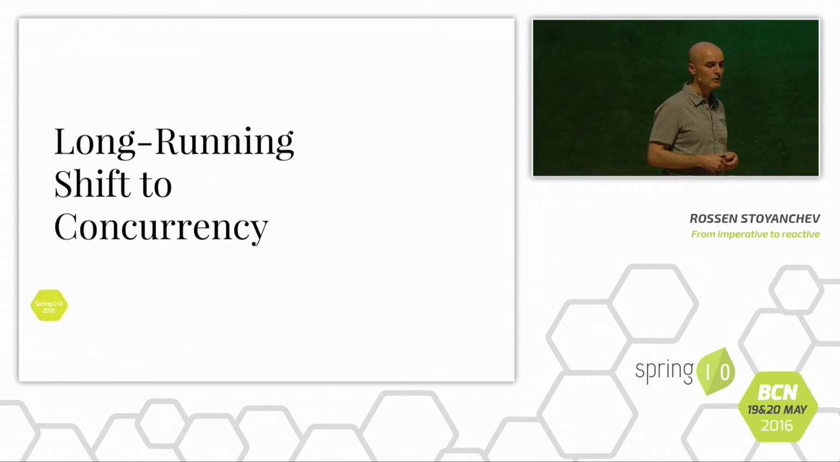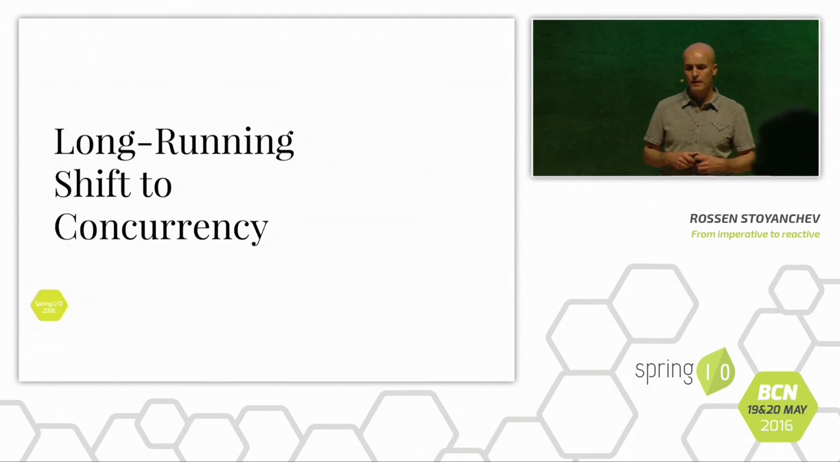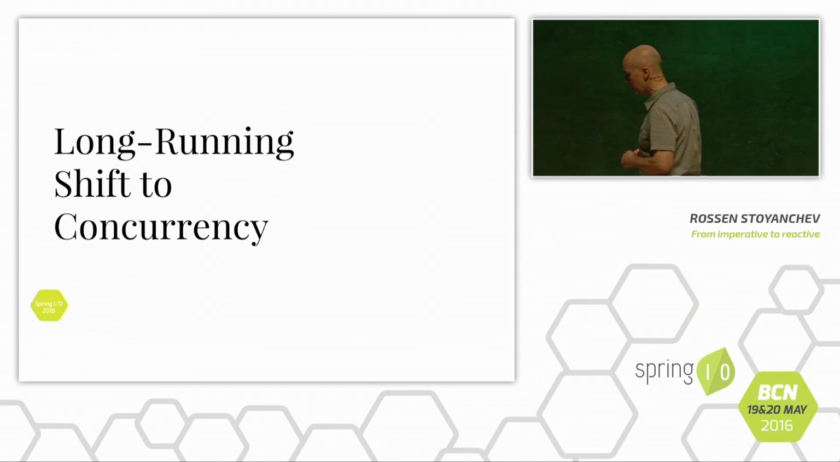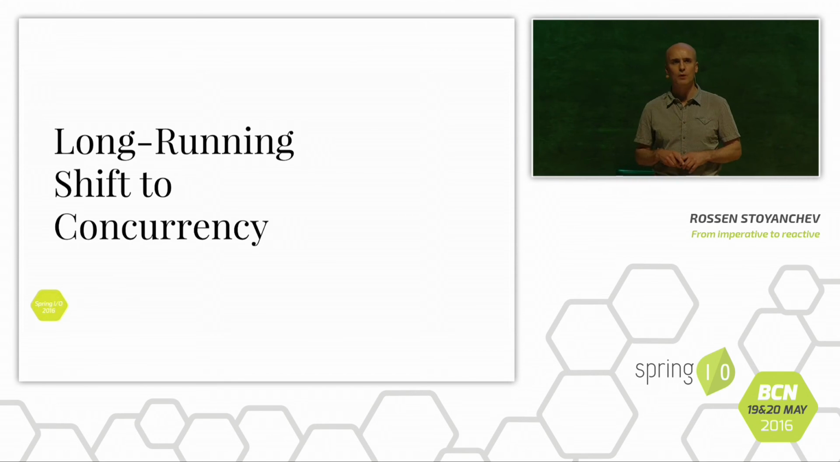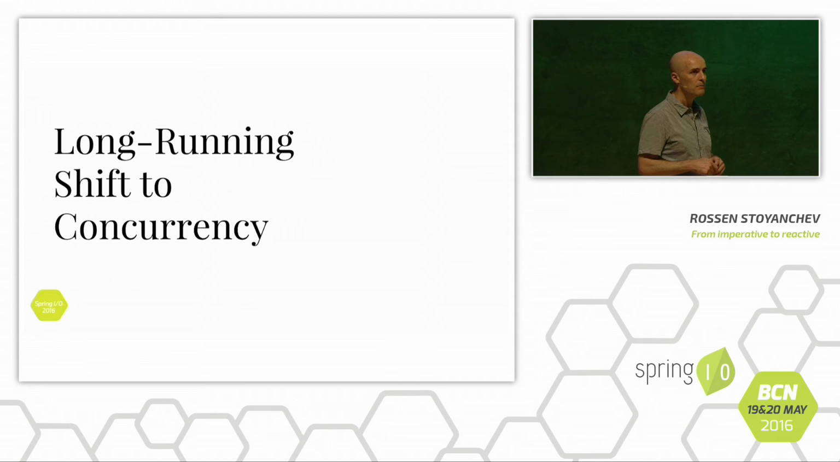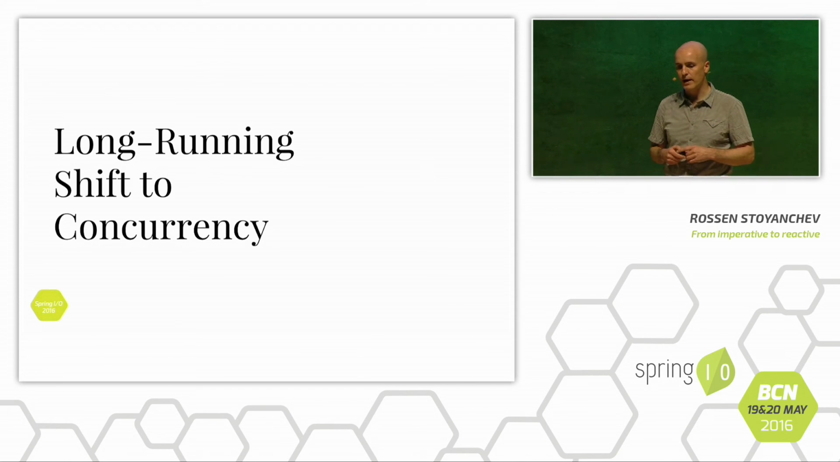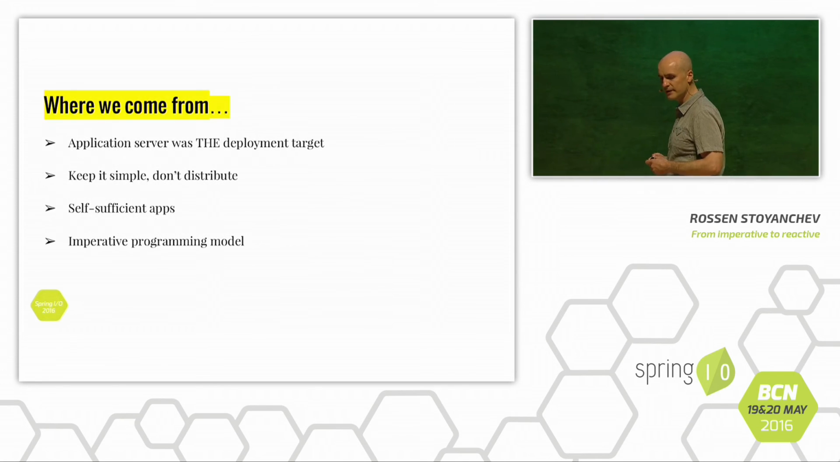So there's a long-running shift to concurrency that we've had in our industry, where we have been doing things in a certain way for a long time, and we've tried to move towards different models in the past with SOA and to make things more distributed. But for a long time, the simplest thing that makes sense is what worked, and that was the conventional wisdom that we had for a very long time. But things have been coming along all this time.